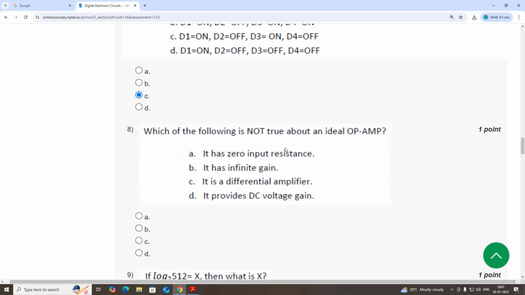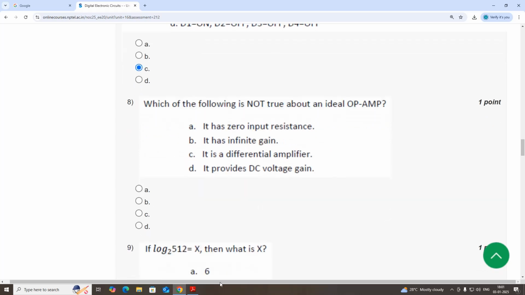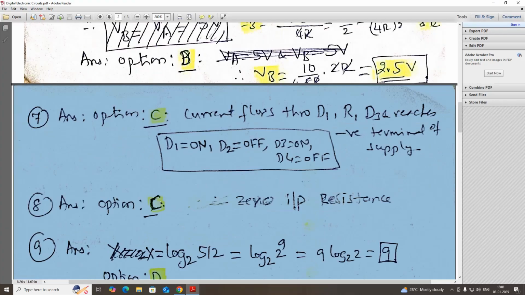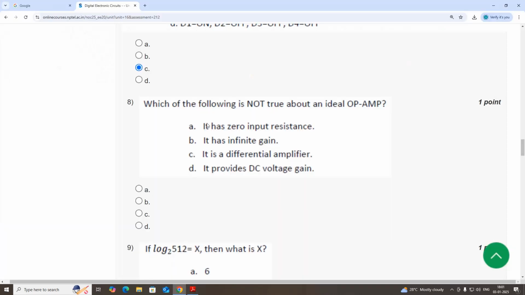So eighth question, which of the following is not true, or is false, for an ideal op amp? So for an ideal op amp, you can see here, eighth option C, 0 input resistance. Sorry, it's A. It's A.